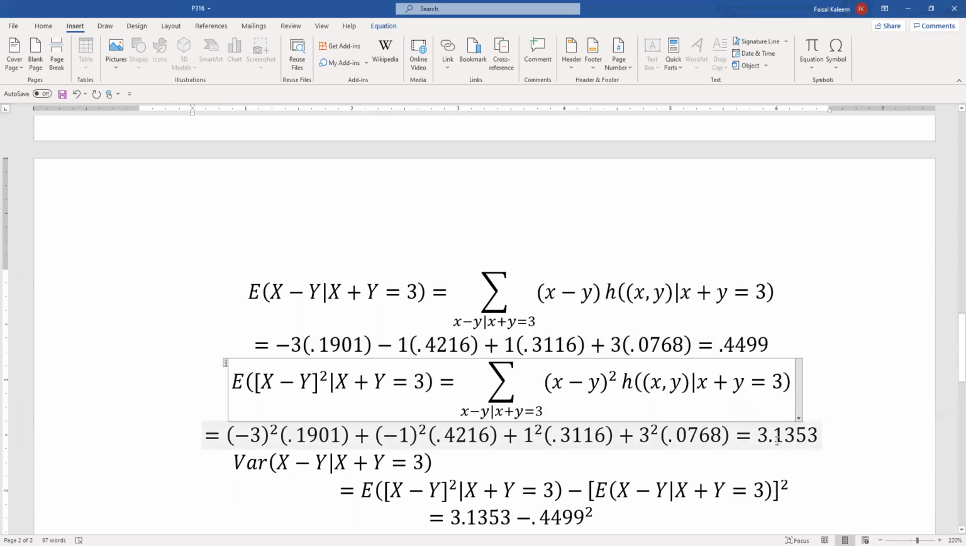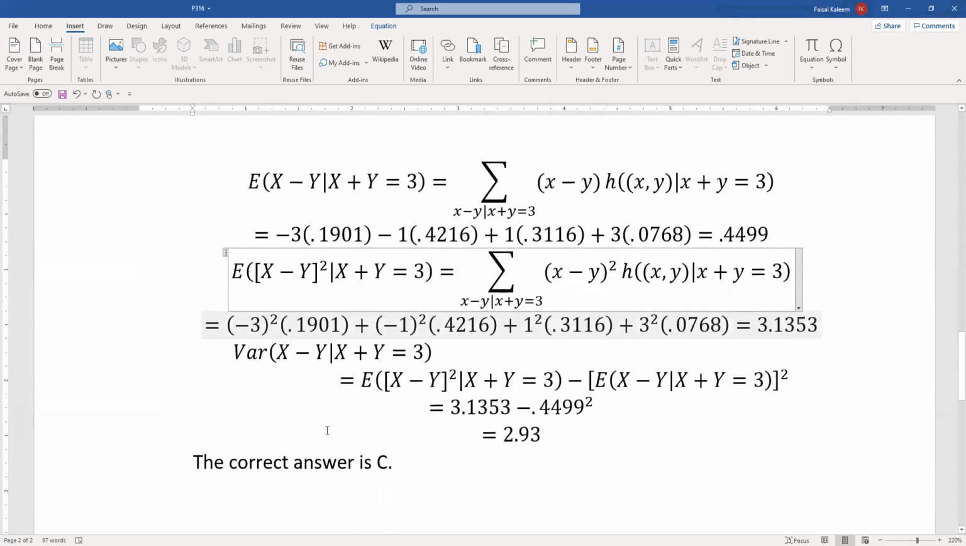Now we have the two expected values that we need. The variance of X minus Y given X plus Y equal to 3 is the expected value of X minus Y squared given X plus Y equal to 3, minus the expected value of X minus Y given X plus Y equals 3, whole squared. We have both of them, 3.13 and 0.4499 whole squared, and we end up with 2.93. That's choice C.